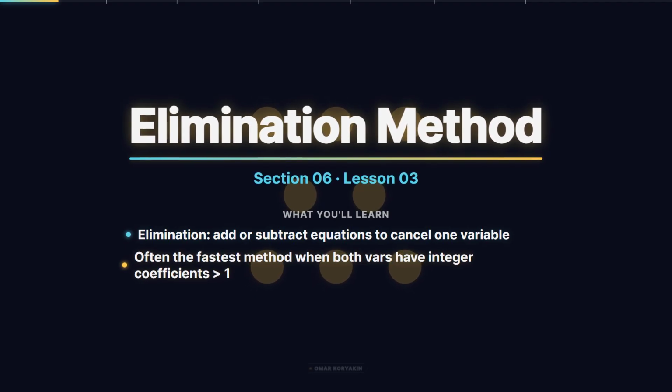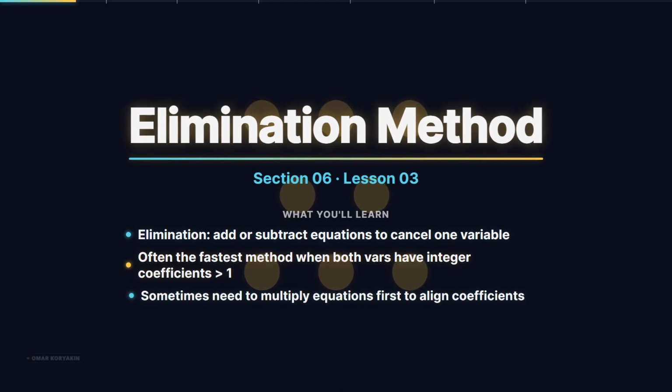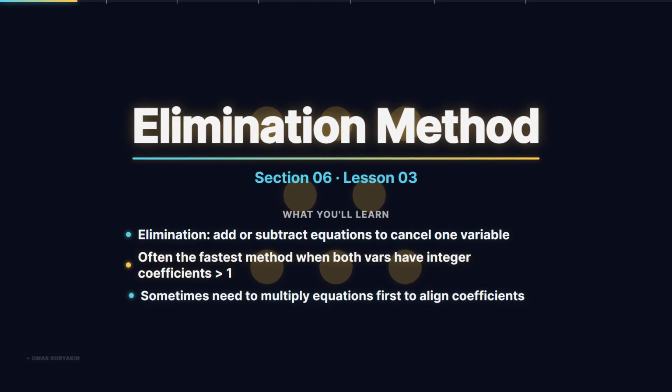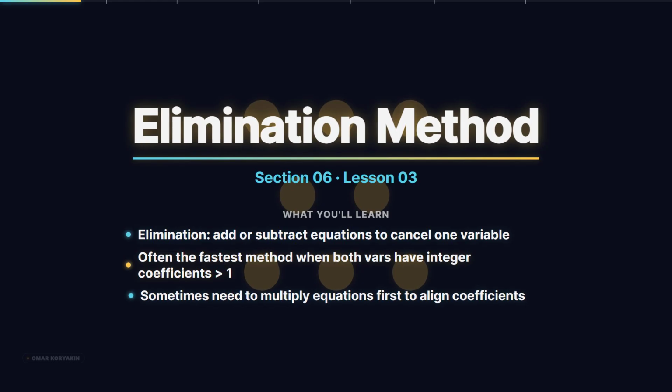Second idea. The four-step elimination procedure is Step 1. Align the equations vertically with like terms in columns. Step 2. Multiply one or both equations by suitable constants if necessary so that the coefficients of one variable are equal in magnitude and opposite or same in sign for the cancellation to work. Step 3. Add or subtract the equations to cancel that variable, producing a one-variable equation. Step 4. Solve the one-variable equation and back substitute into either original equation to find the other variable. Verify both values in both originals.